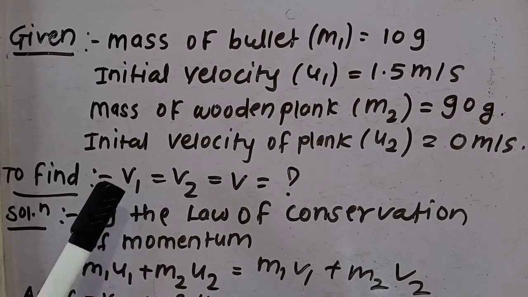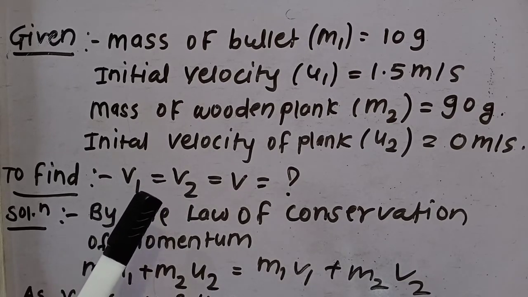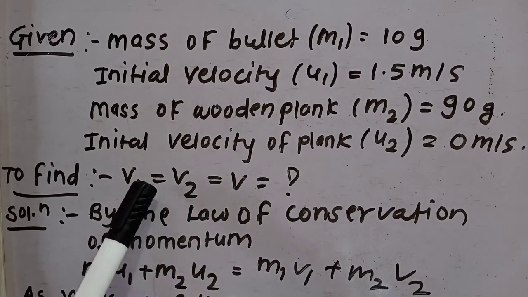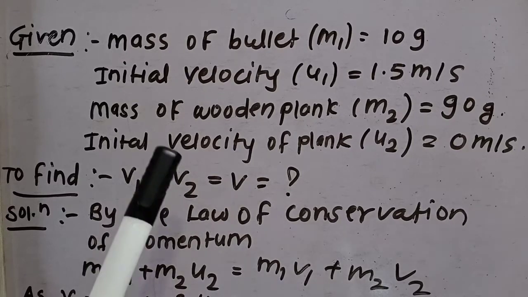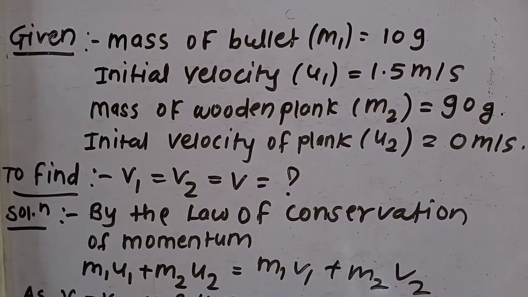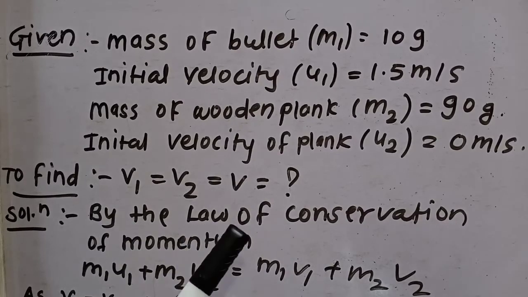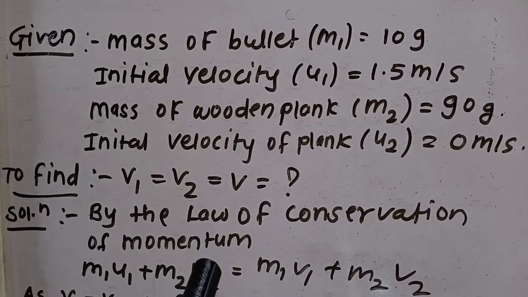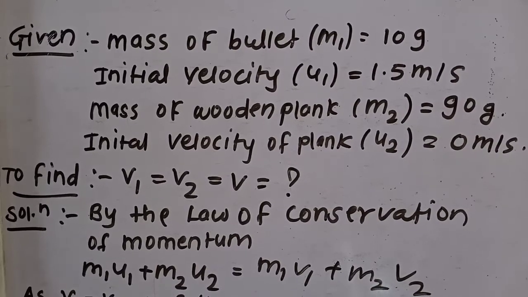So here the bullet gets embedded in the plank as I have told you before. So the speed of both, the bullet and that wooden plank, is the same. So v1 is equal to v2 is equal to v, I can write. So we have to find this. Now in the solution, how to start? We know the law of conservation of momentum. What does the law say? m1 u1 plus m2 u2 is equal to m1 v1 plus m2 v2.